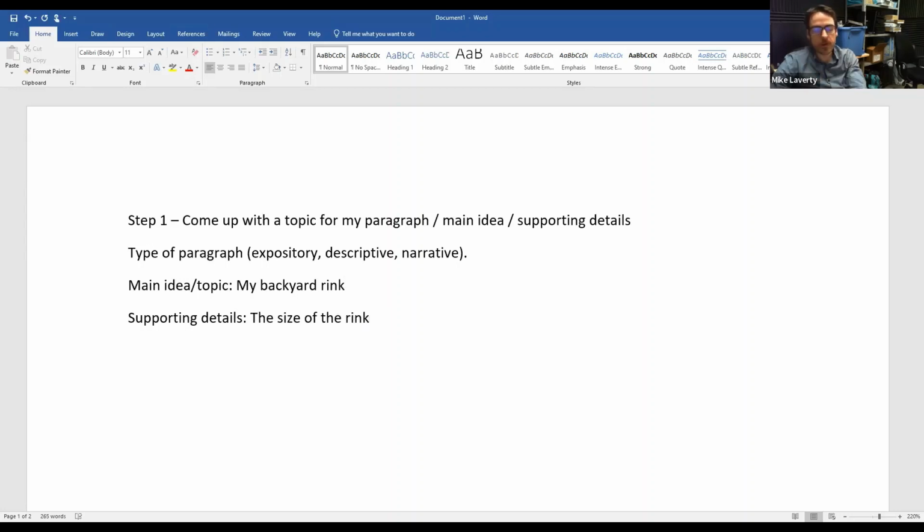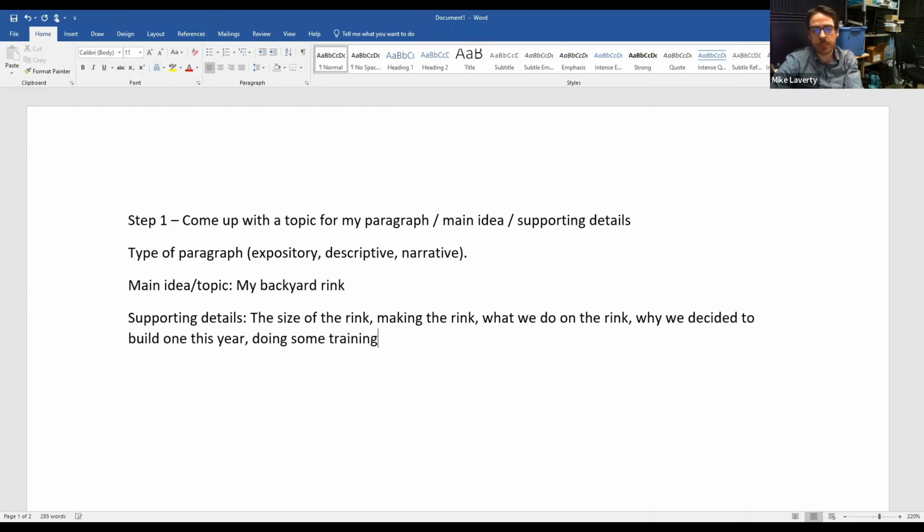The size of the rink, making the rink, what we do on the rink, why we decided to build one this year, doing some training on it, right? So I've got my topic for my paragraph, got my main idea. So I would do that, and then this to get myself started.